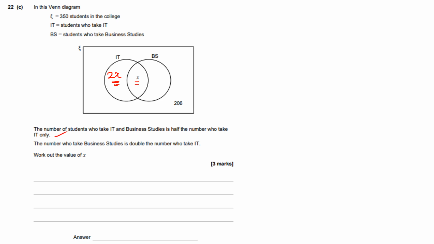So that's done. Let's have a look at the next section. It says the number who take business studies is double the number who take IT. Students who take IT in total is actually 3x, which is this circle here, because it involves those students who are also taking business studies. If business studies is double that, we times it by 2, and that gives us 6x. I've already got x in the middle, so I need to do 6x take away x, so this section is going to be 5x.